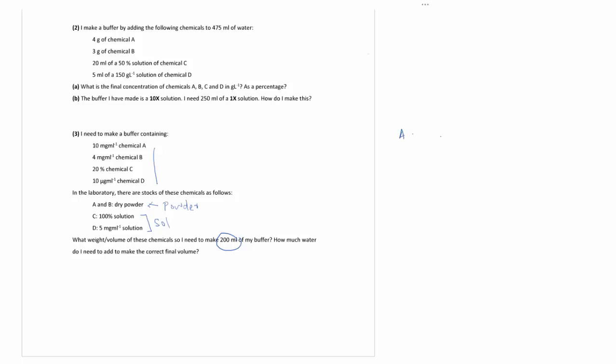So the chemical A, you need 10 milligrams per milliliter, the final concentration of that. That's what you need in the buffer. But I've got 200 milliliters of volume of the buffer. So in 200 milliliters, how many milligrams of A would I have? So I can cancel out the units, milliliters and milliliters. So it's going to be 2000 milligrams or 2 grams. So that's fine. So we've got A.